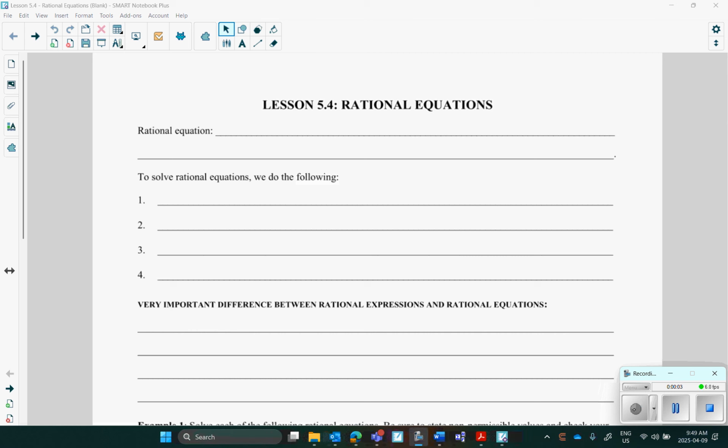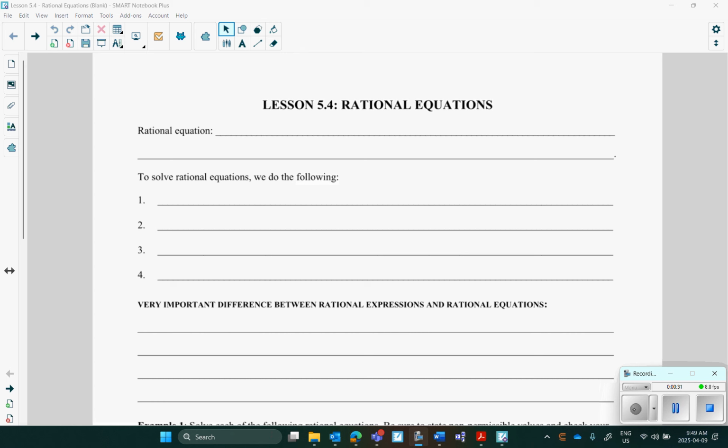Remember, in this unit, we've been talking about rational expressions, how to reduce them, how to state non-permissible values for them, how to add them, how to subtract them, how to multiply them, and how to divide them. Okay? And they've been all rational expressions. The last thing we're going to look at is rational equations.